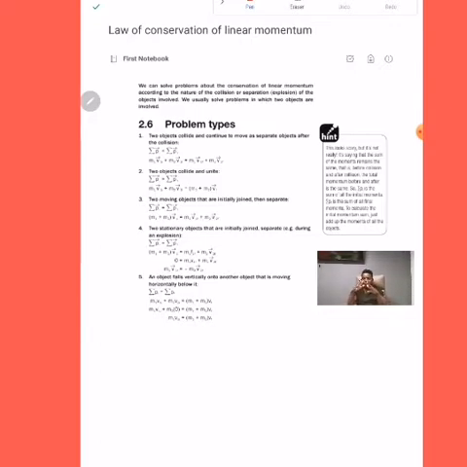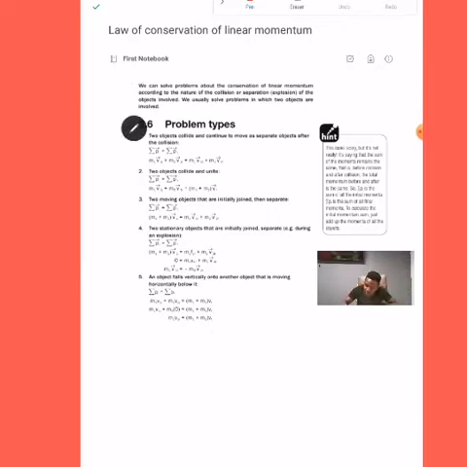With the law of conservation of momentum, we have five problem types, and you must know all of them by heart. So we will be looking at problem type number one, where we have two objects that collide and continue to move as separate objects after the collision. So here we will be talking about collisions and explosions.